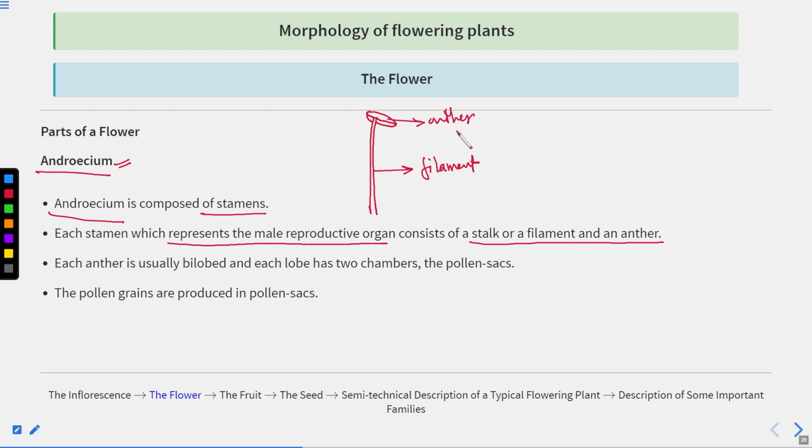Now in the anther, pollen grains are present, and the pollen grains are released into the environment. Each anther is usually bilobed, and each lobe has two chambers called pollen sacs. If I cut a transverse section of this anther part, then what do we see?